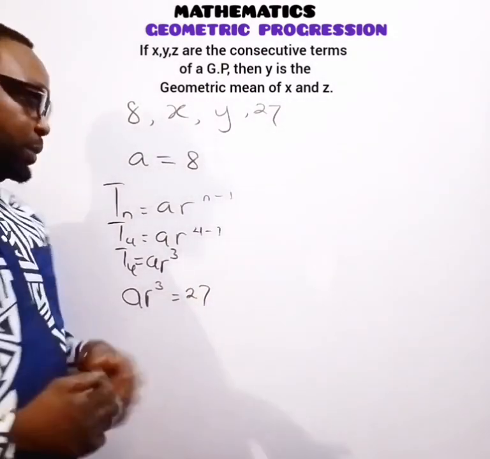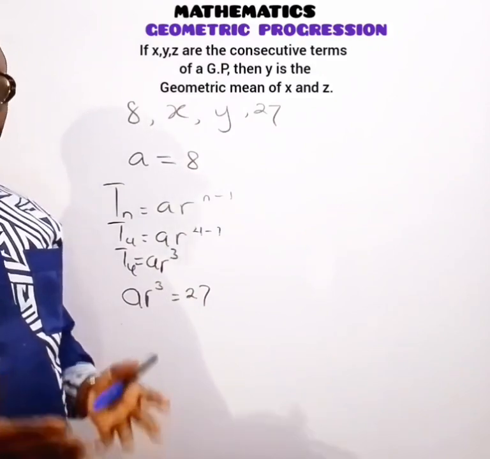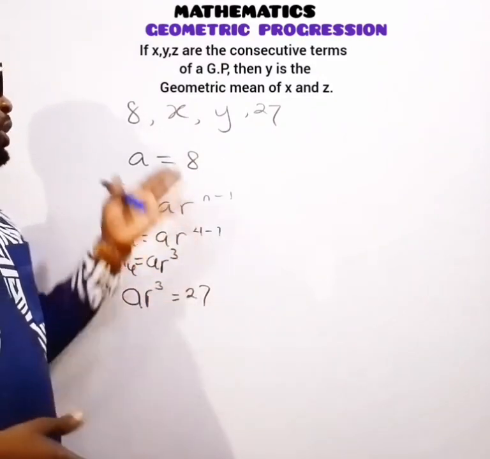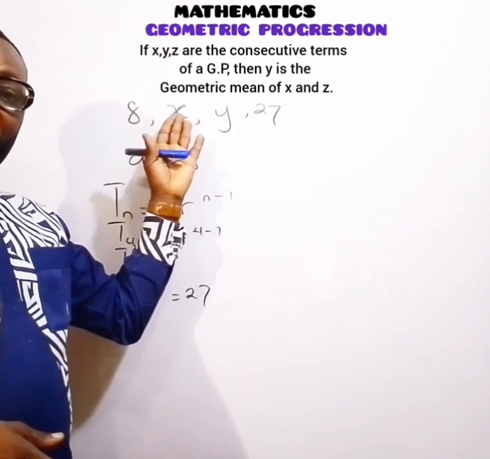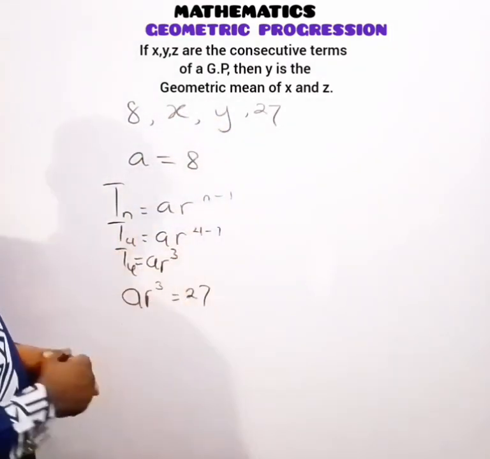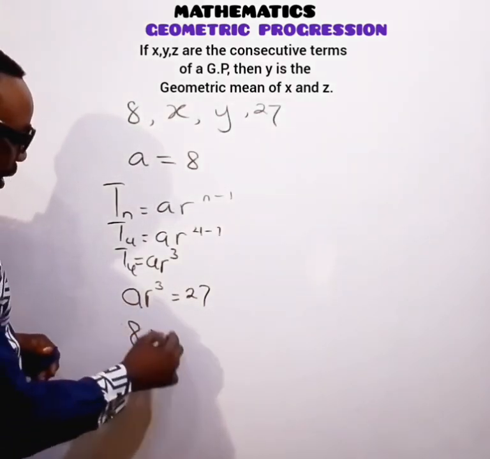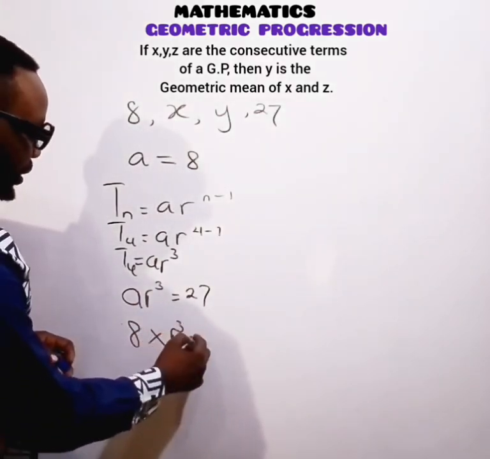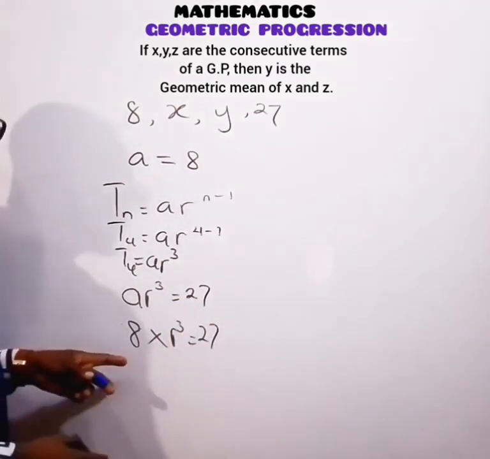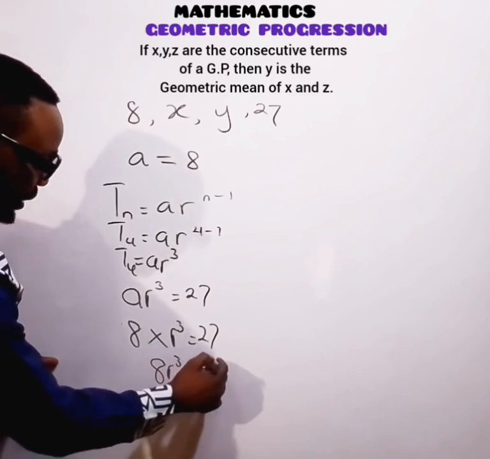From this expression here, we can find the value of our common ratio. And from there, we should be able to get the value of our second term and this third term that we are asked to find. So let's go ahead and find this. What is the value of a? 8 multiplied by r raised to the power of 3 is equal to 27. Now, this becomes 8r raised to the power of 3 is equal to 27.